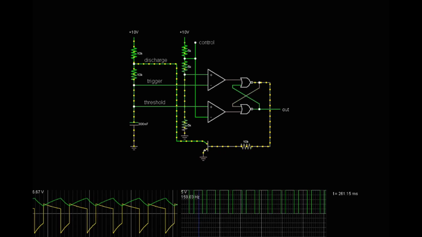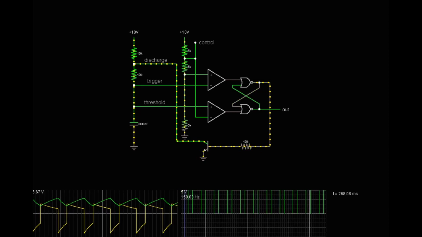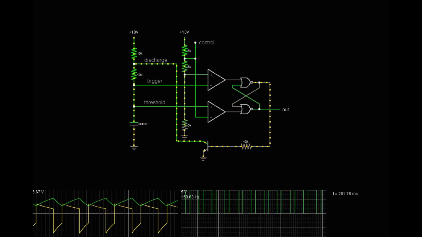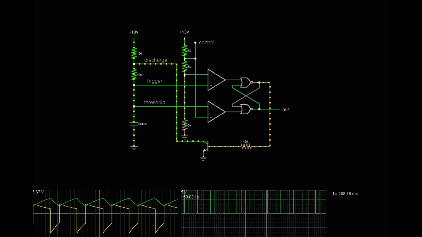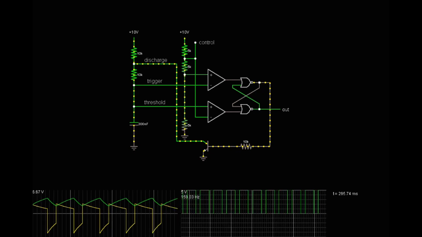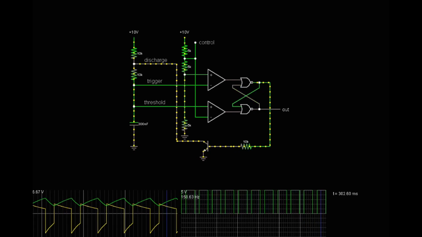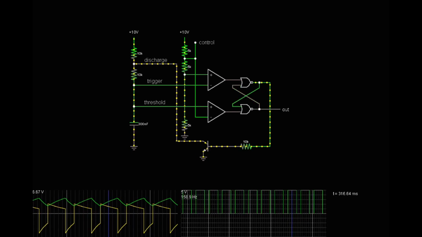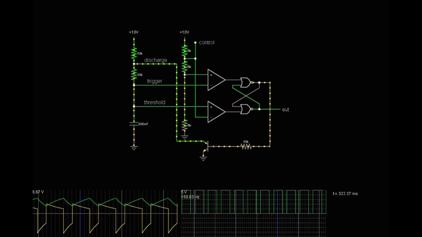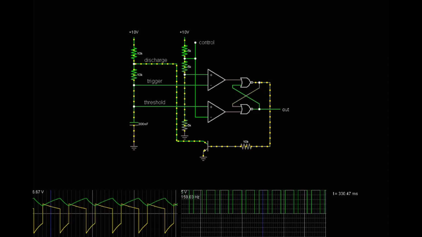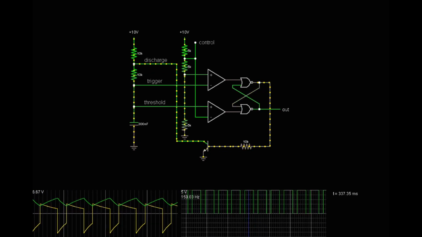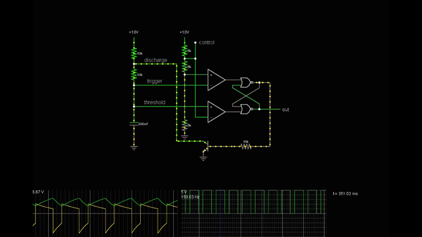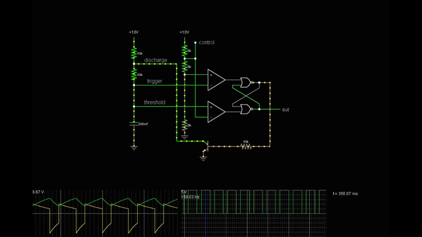Reset overrides the other 2 inputs, allowing the timer to be reset at any time. Output. The output of the latch is followed by an output stage with push-pull output drivers. It can supply up to 200 milliamperes for bipolar timers, and less for CMOS timers. Also, the output of the latch controls a transistor acting as an electronic switch that connects discharge to ground, convenient for discharging a timing capacitor, or leaves it disconnected.